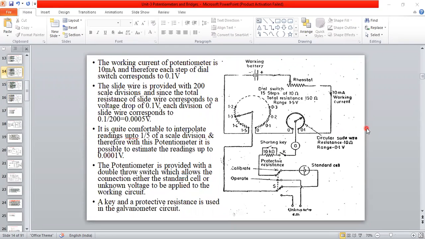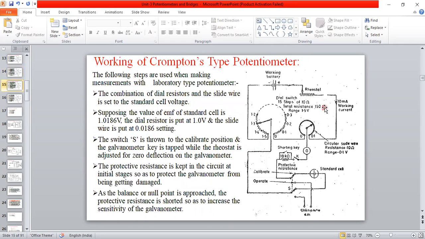Next we'll go for the working principle. We have just discussed the construction, what is connected where, and all the things. The working principle is very important here. If you understood this one, then it will be easy for the AC potentiometer and applications.